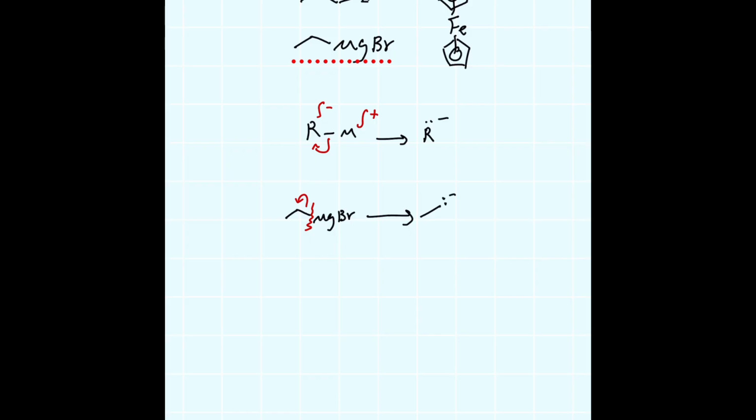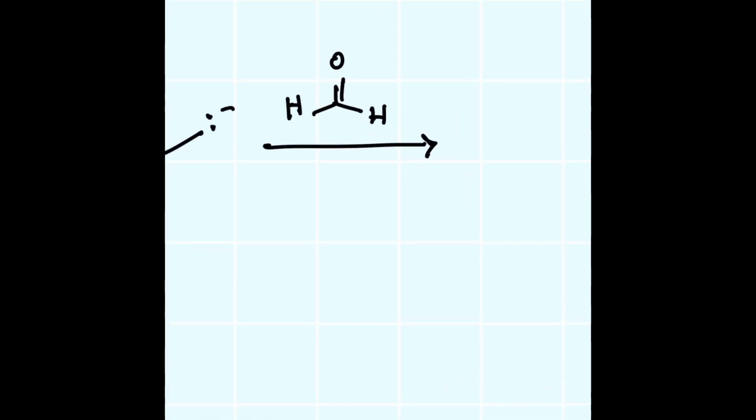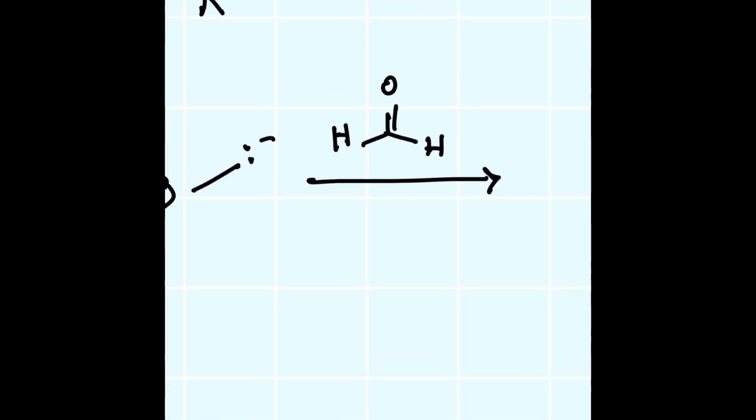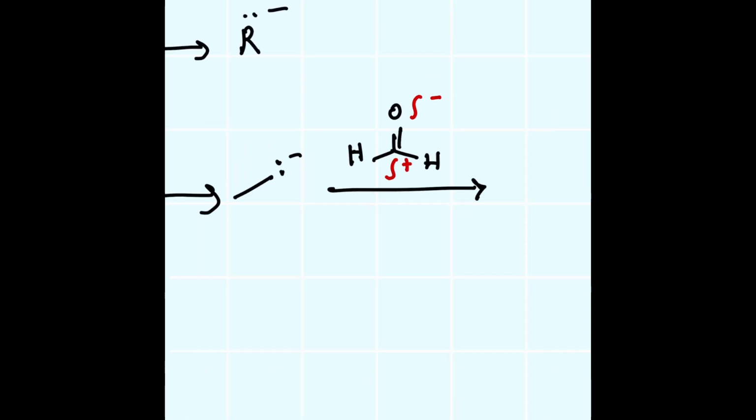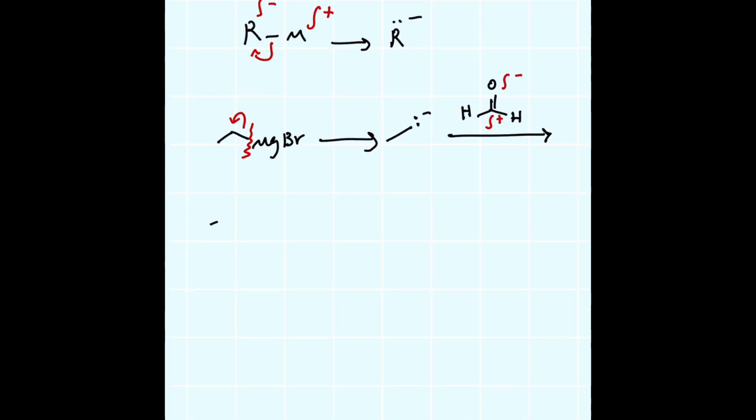And let's say we want to react this with this compound right over here, which is known as formaldehyde. Let's look at the nature of this bond. We know that the carbon is connected to two hydrogens and to an oxygen. And oxygens are highly electronegative, so this means that the oxygen is going to have a partial negative charge and this carbon is going to have a positive charge.